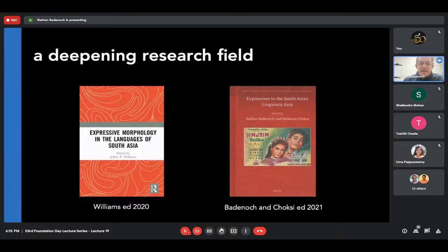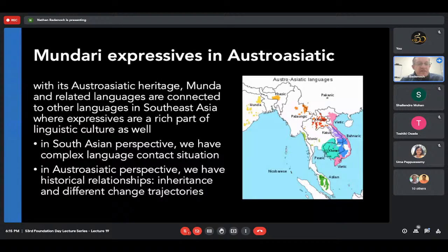Moving up the scale again, we should remember that Mundari is not only part of the South Asian linguistic area, but it's also an Austroasiatic language, which means that it is related to a huge group of languages to the east. This area is also considered to be a linguistic area with expressives very commonly found, very rich in the linguistic culture as well. We are able to look at both. So in the Mundari case in Jharkhand, we focus on language contact possibly as some of the key history.